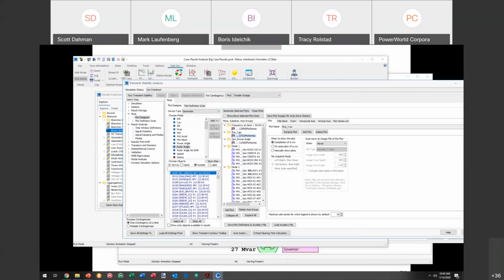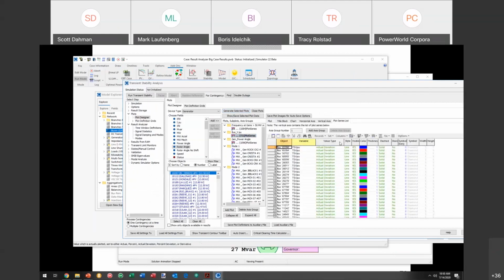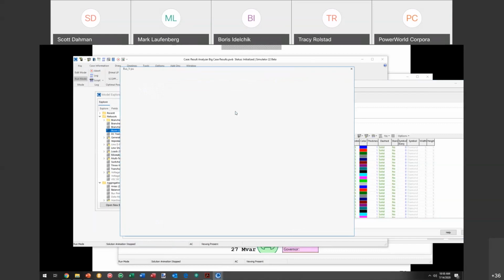In addition, I've created a plot that has every bus voltage at 300 kV and higher, and I'm going to plot the deviation from the initial. So we'll look at this point and we're going to calculate modes on these values as well.